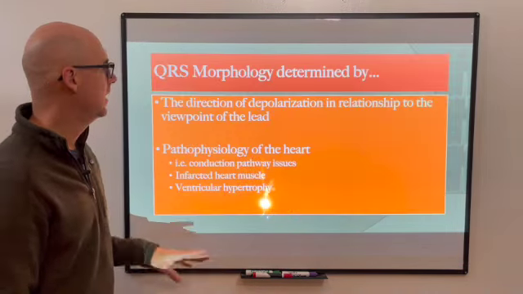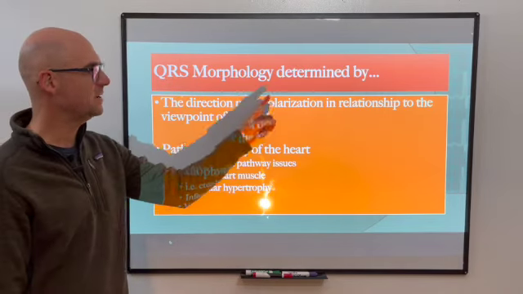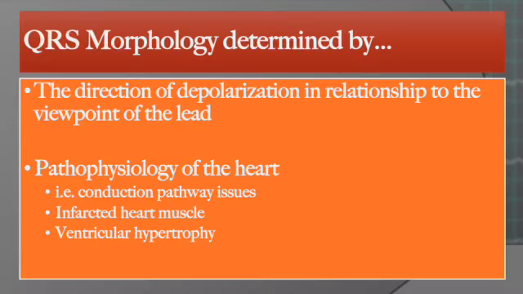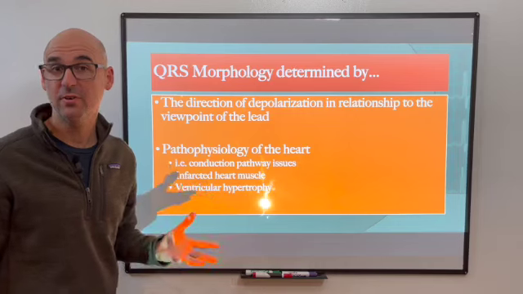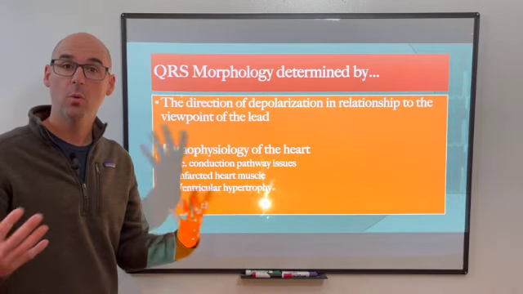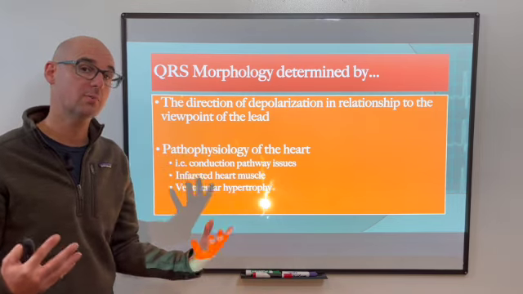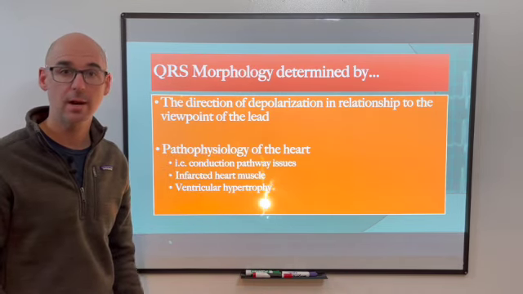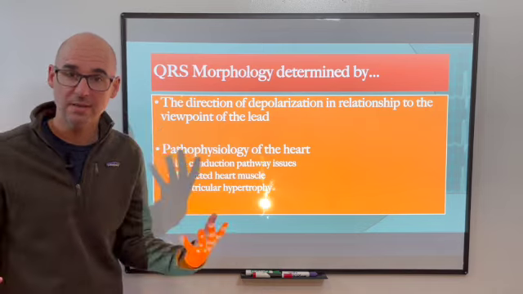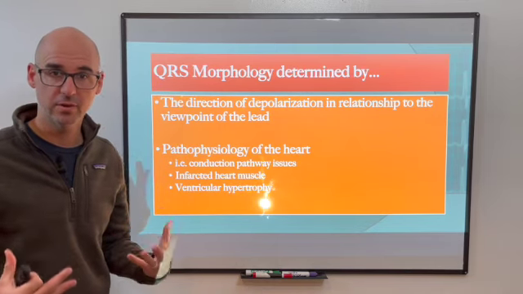So again, the big thing to think about, one of the main determinants of QRS morphology, is going to be the direction of depolarization as it relates to the viewpoint of the lead. All right, so with 12 different leads on our 12 lead, we're going to have 12 different viewpoints and 12 different QRS morphologies based on those leads. Again, all of them represent the depolarization of the ventricles.